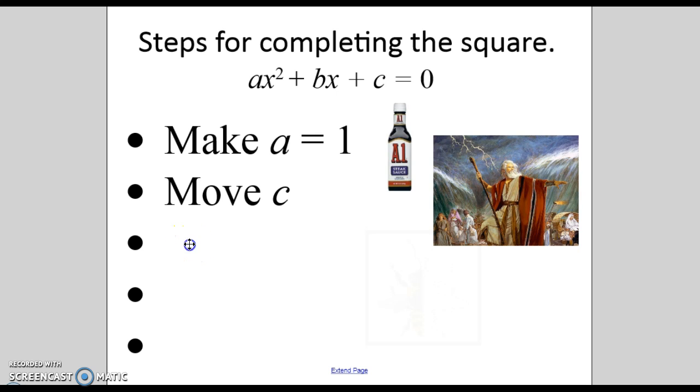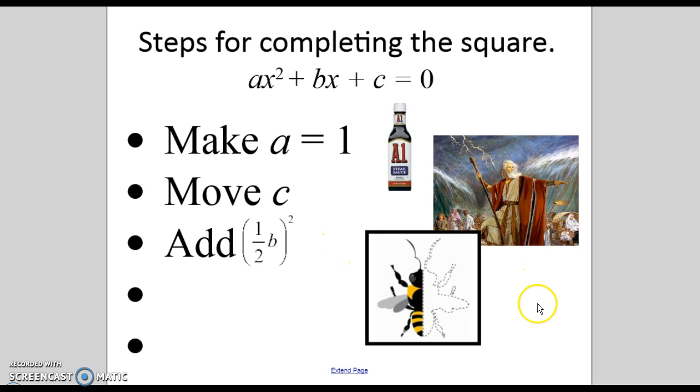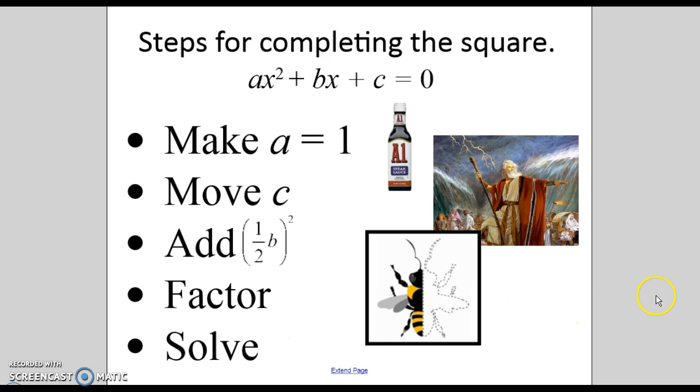Next step is to add half of b, squared, to each side of the equation. This is actually the step where completing the square gets its name, because that's what we're doing there. I do not have a great picture here, so here's half of a b in a square. At this point you've completed the square, and now you've got something that you should know how to solve by factoring into a binomial squared, and then you can solve it using the method of square rooting.